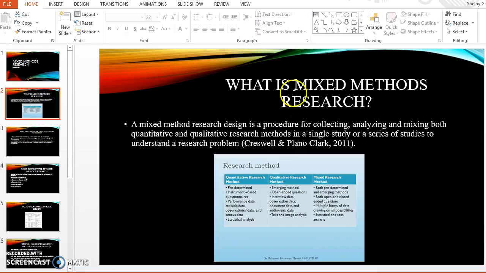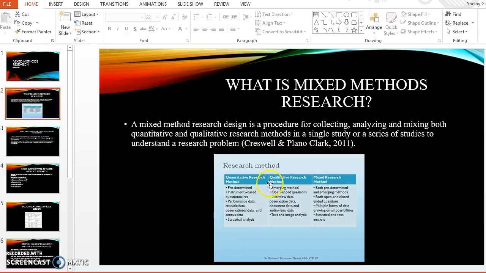The first thing I'd like to go over is what mixed methods research is. A mixed method research design is a procedure for collecting, analyzing, and mixing both quantitative and qualitative research methods in a single study or a series of studies to understand a research problem.